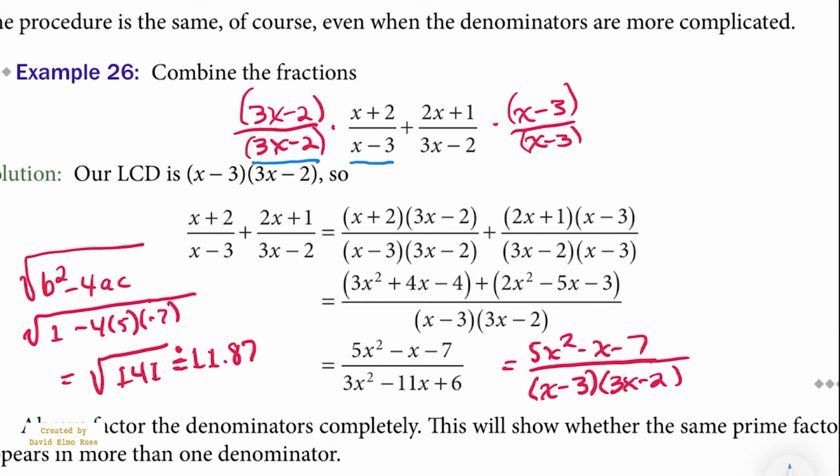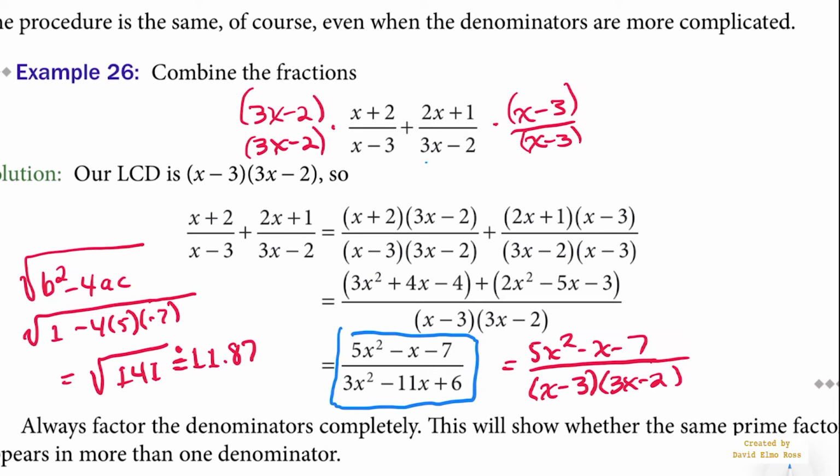Same thing here, if we want to get a common denominator, we have to multiply this by x minus 3. Again, we have to multiply by x minus 3 on the top. So you can see that here, x minus 3 times 3x minus 2, then there's your x plus 2, and your 3x minus 2 here. And again, what we have here is 3x minus 2 times x minus 3, so there's your x minus 3 here, times our x minus 3 here times 2x plus 1. When we work this down, we're going to find that we have 5x squared minus x minus 7 all over 3x squared minus 11x plus 6.